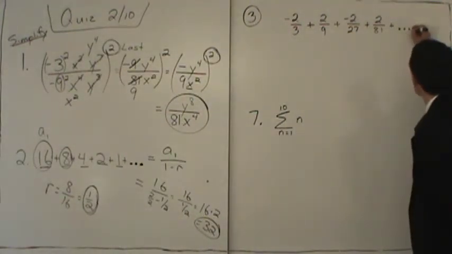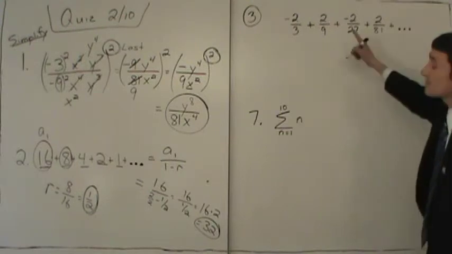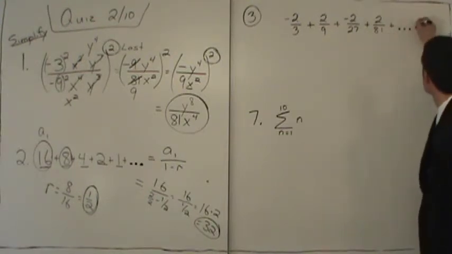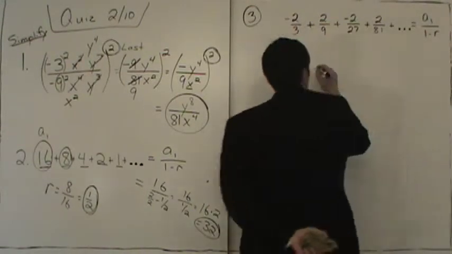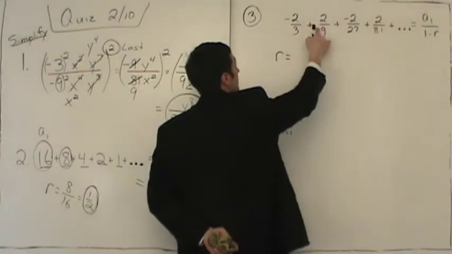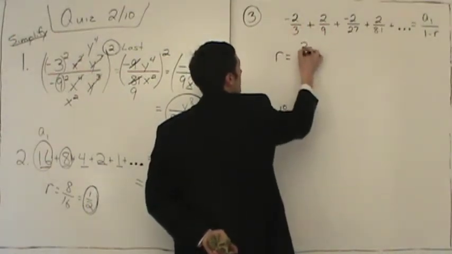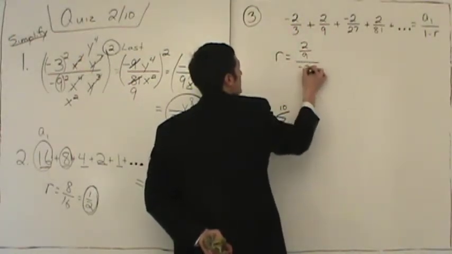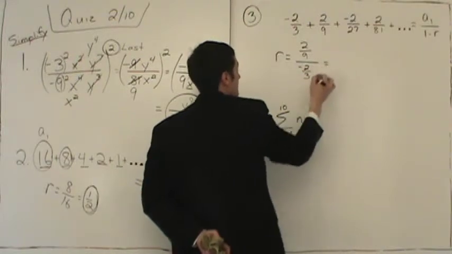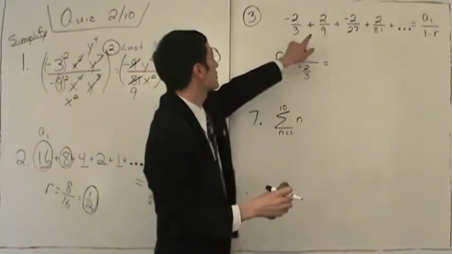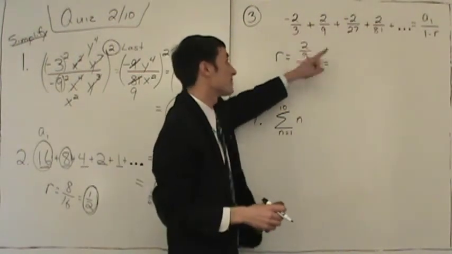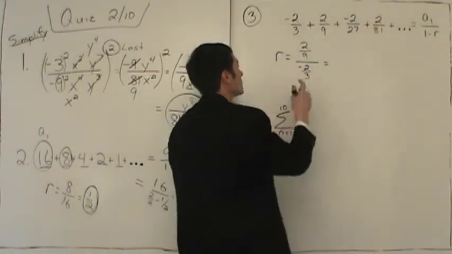... So we are adding forever. Again, this has to be geometric in order for us to find this sum. And the formula for this is a sub 1 over 1 minus r. And to find the r value, we take the second number and divide the first. So we have 2 over 9 divided by negative 2/3. Now, this is not necessary. I said when there's fractions, it's very easy to find your r value. But let's go ahead and do this just to show you it does work.